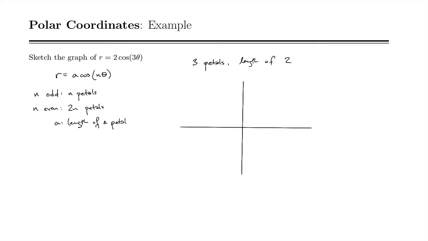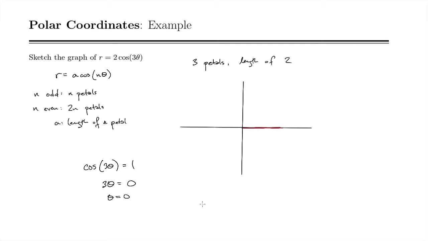What we need to know is the location of these petals. Essentially, we need to know when r is the biggest. That would be when cosine is equal to 1, or, of course, negative 1. But we just need to find a place where it's 1. That would be when 3 theta equals 0. So theta equals 0. So we have a petal at theta equals 0, coming out this way.